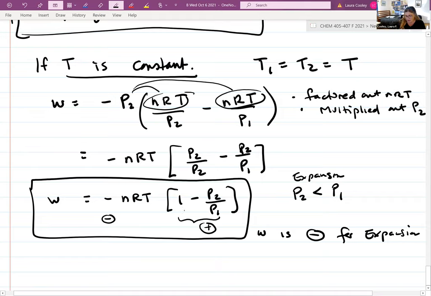I could reverse the order in the parentheses and put a positive out here. But personally, I like it this way because then I can easily figure out the signs and I'm used to it. So I keep it that way.